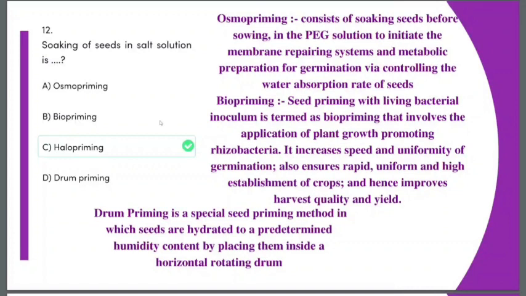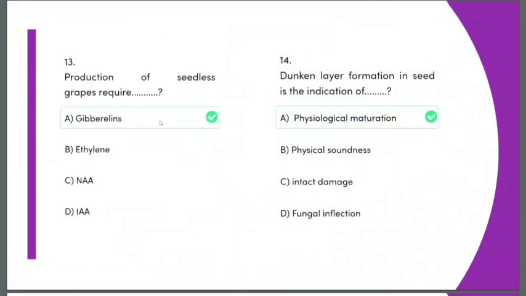Then D is drum priming. Drum priming is a very special technique of seed priming. In this, we place the seed inside a horizontal rotating drum to maintain its humidity content. And halo priming, as we know that the term halo indicates salt, like halophytes. So halo means salt. So we soak the seeds in salt solution in halo priming. Now 13th question.